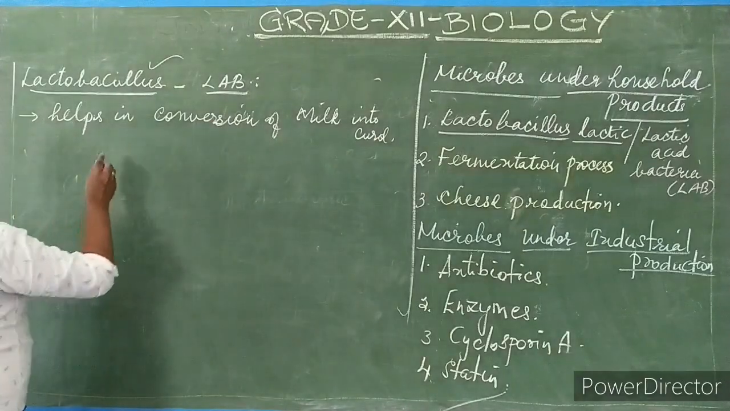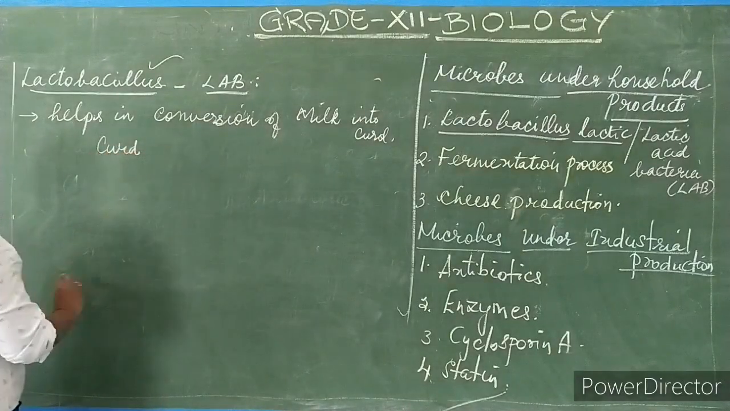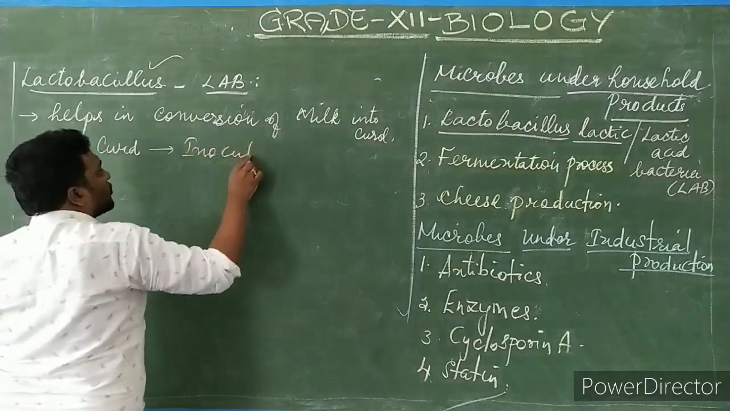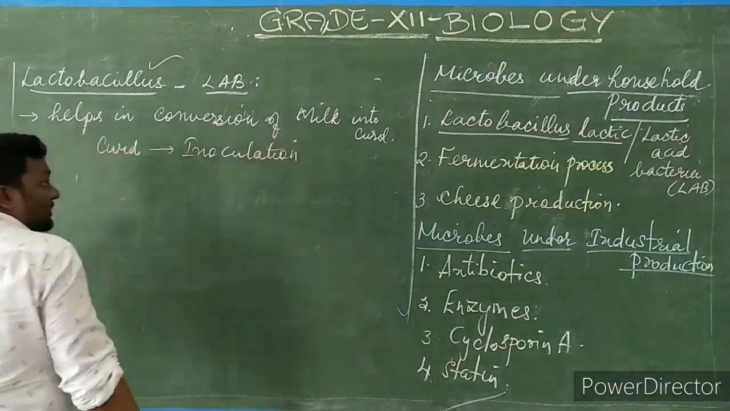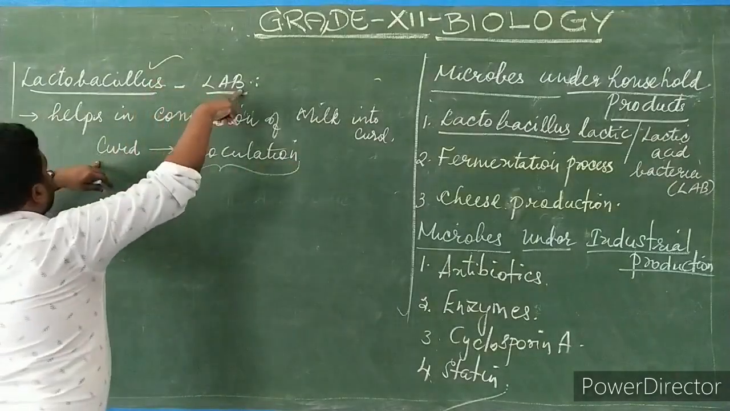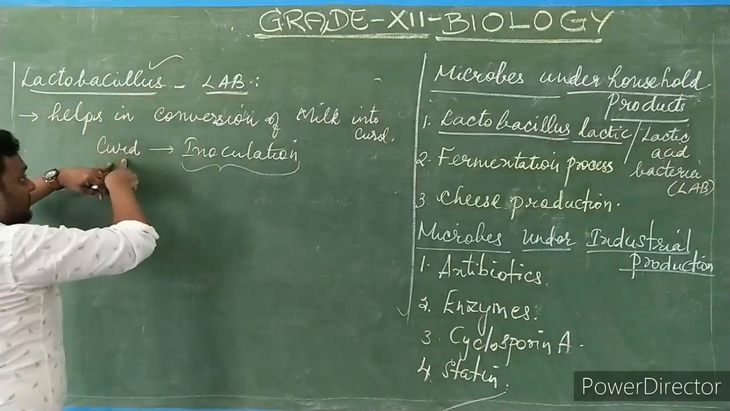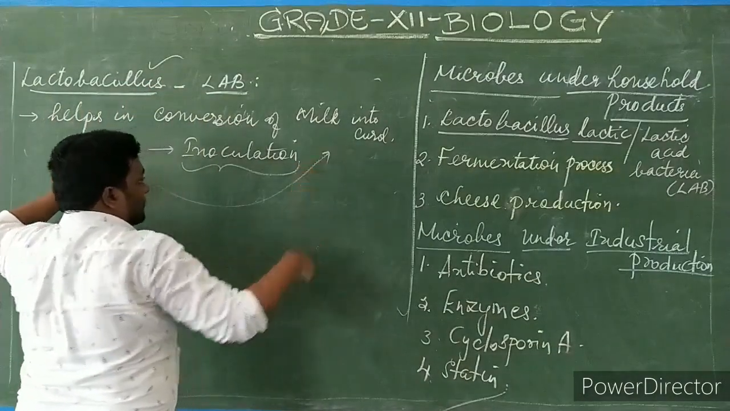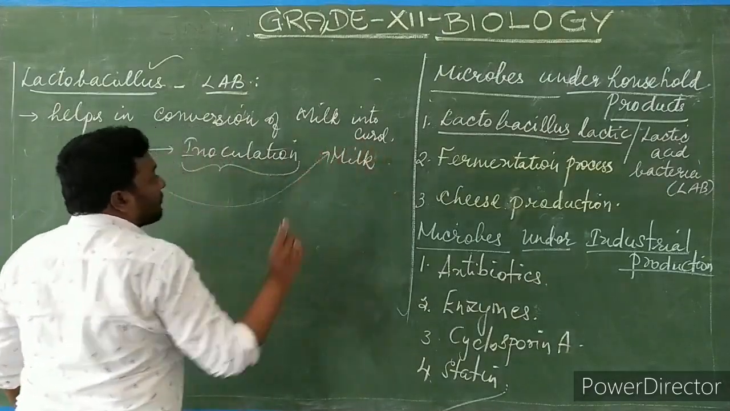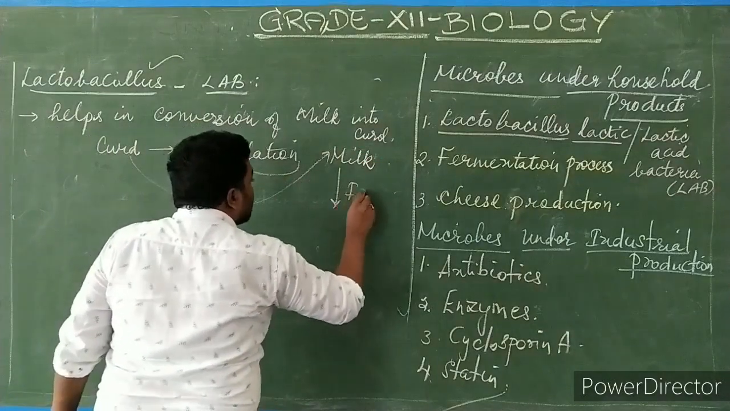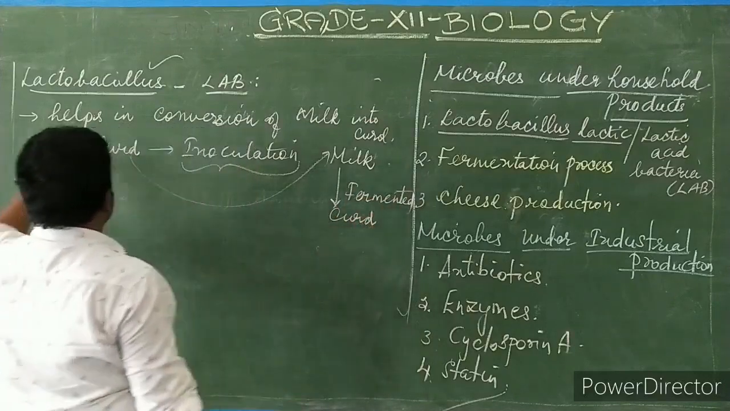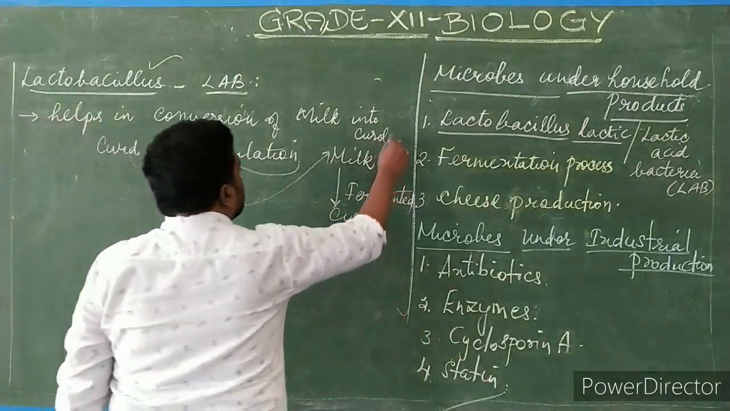Now, a meager amount of the curd is getting inoculated. What is inoculation? Inoculation is transferring the microorganism. What is the microorganism? Lactic acid bacteria, that is Lactobacillus lactis, which is present in the curd, is getting transferred. That is, it is getting inoculated into the milk. Then what will happen? The milk will get fermented and converted into curd. So first point, it helps in conversion of milk into curd.